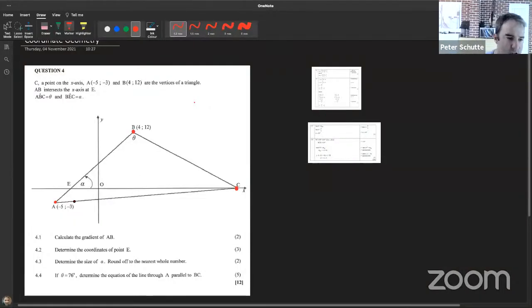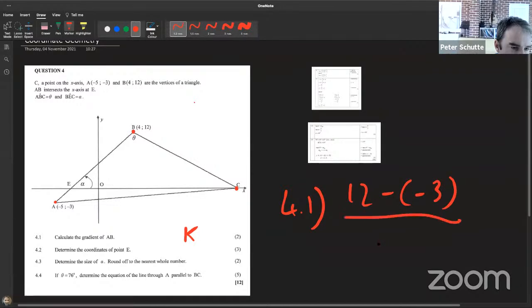Find the gradient of AB. This is a basic knowledge question, so you want to make sure you always do it. You're just going to go 12 minus 3 over 4 minus 5.